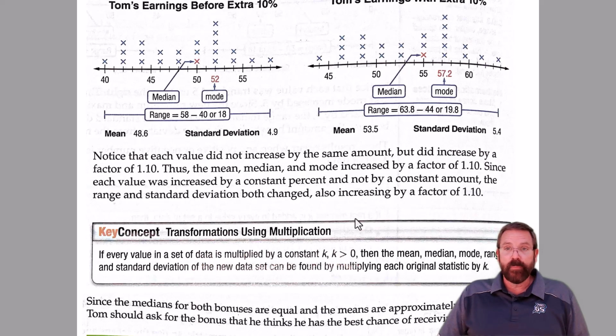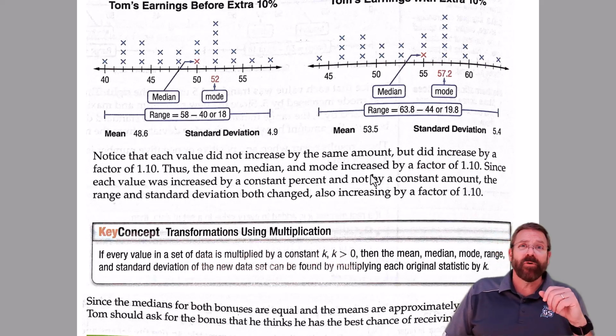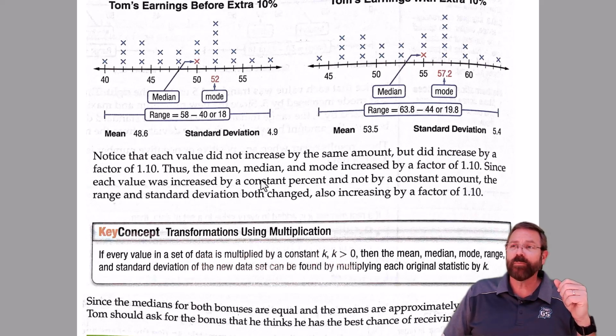And what else did it say? The means, the averages, are approximately the same. I don't remember what the average was for the first one, but the average for the 10% is going to be 53.5. They were very close to each other too. So with that in mind, it says, since they're both basically the same, Tom should ask for whichever one he thinks he has a better chance of getting. Give you a hint, people are bad at math. So if you ask them for a $5 raise, they can calculate that real easy. Ask them for a 10% raise, they're going to have to think about that one. So maybe you do better one way or the other. Let's keep it going.